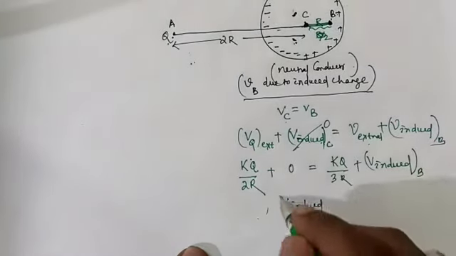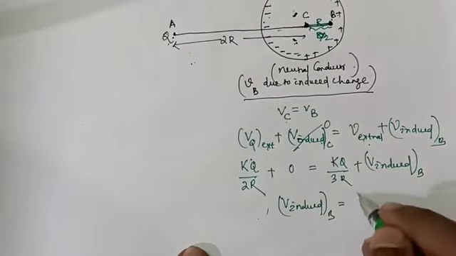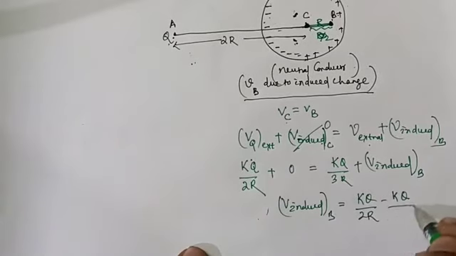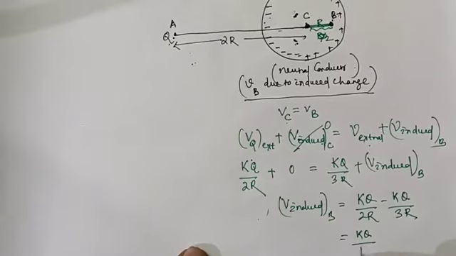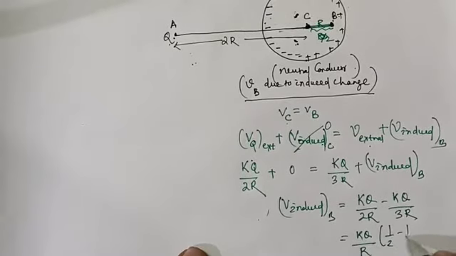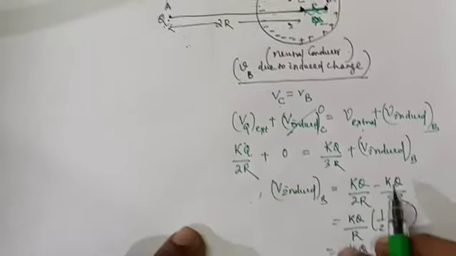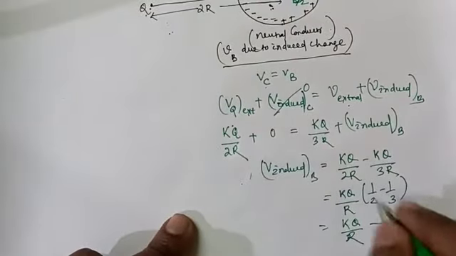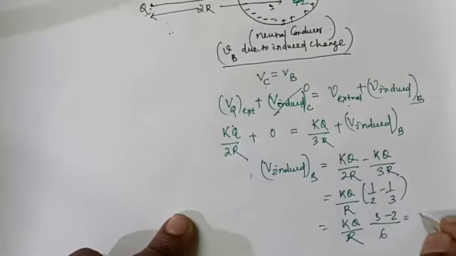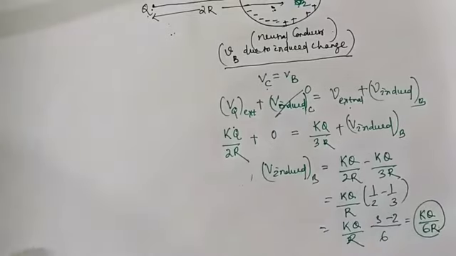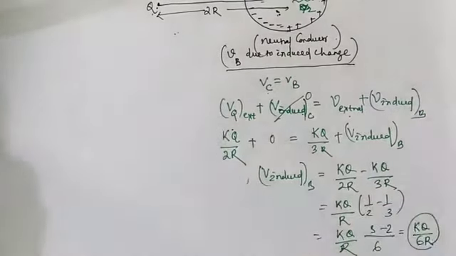The potential due to induced charges at point B is kq upon 2r minus kq upon 3r. Taking kq upon r common, this is 1 by 2 minus 1 by 3. The LCM is 6, so this is 3 minus 2, and you will get kq upon 6r. This is my final expression of the potential due to these induced charges.